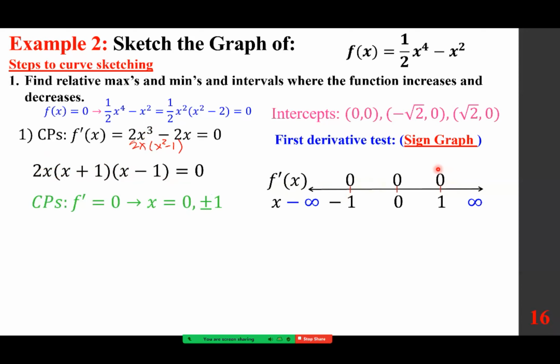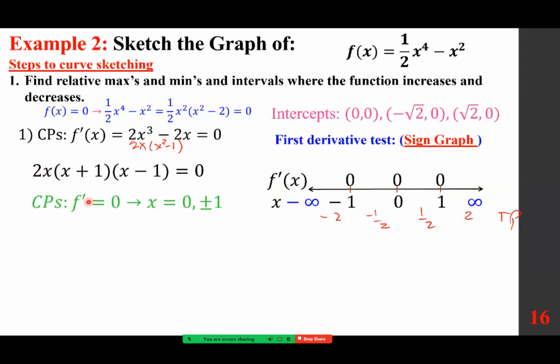But if I were to pick a TP, short for test point, negative 2 here, negative 1/2 here, 1/2 here, and 2 here. For example, if I put the negative 2 here, it becomes negative. Over here, negative 2 plus 1, negative.